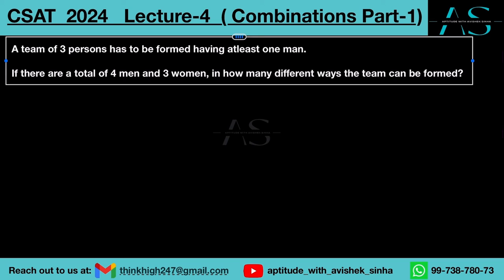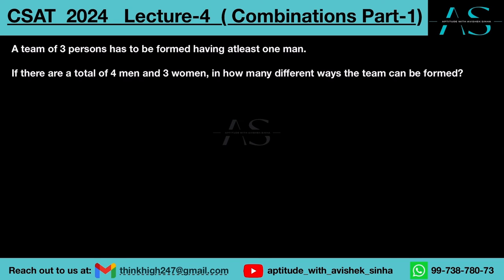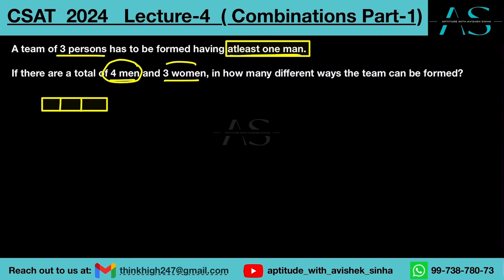Now, without any necessary condition, that is having at least 1 man, how can we select 3 members out of 4 plus 3 members? That is, irrespective of the constraints of the question, if we are randomly forming a team in which we need 3 members, how can we do that with the help of 4 men and 3 women? So my n value becomes 4 plus 3, and my r value is 3 because we are looking out for 3 persons to form the team.